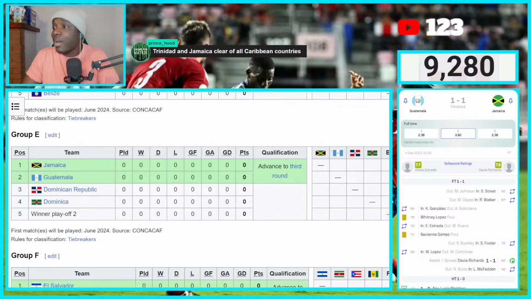Okay. Trinidad and Jamaica, clear of all Caribbean countries, but you have to come first or second. And remember, we have to make sure we come first, because you have to look at it, the first places will get better seeds in the next round. We're going to get to the next round as well. All right? Yes. So don't worry yourself. We'll join the conversation soon. Don't worry yourself. JD, everyone, Guatemala not bad, but we should beat them.